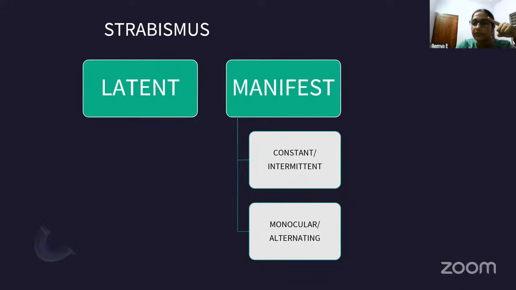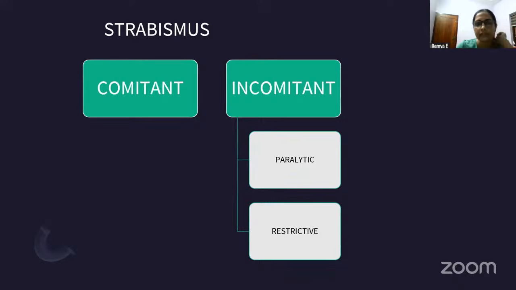When the child fixes with the left eye, the right eye is deviating. But when the child is fixing with the right eye, the left eye is deviating. The importance is that in an alternating squint, there won't be amblyopia, whereas in a monocular squint, the deviating eye will, most of the time, be amblyopic. So that is the importance.